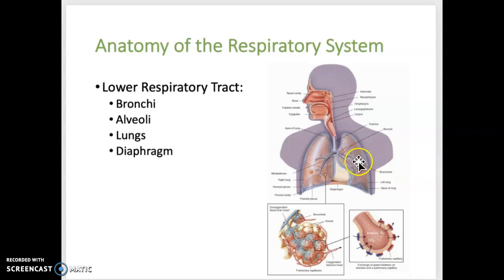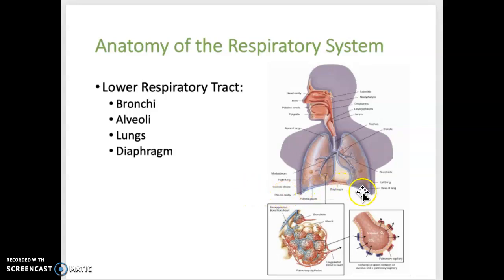And the lungs themselves are the major organs of the respiratory system. There are two organs that contain the bronchi and the alveoli. The right lung is slightly larger than the left lung, so it's divided into three lobes. The left lung is only divided into two lobes. The lungs are covered by the pleural membrane, which is a double layered membrane. The visceral layer, visceral pleura, directly covers the lungs. Then there's a space called the pleural cavity. And then there's the parietal pleura, which lines the thoracic cavity.